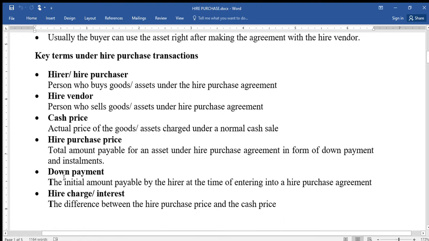Then down payment. We say down payment is the initial amount payable by the hirer at the time of entering into a hire purchase agreement. And lastly, we have hire charge or interest. Hire charge or interest is the difference between the hire purchase price and the cash price.